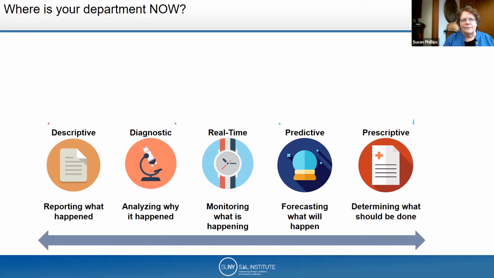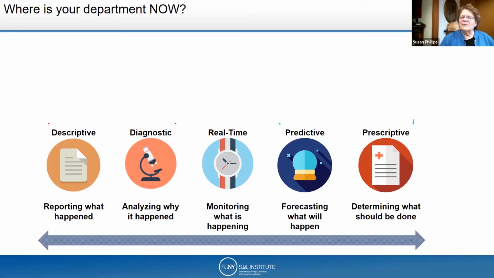My guess is that most of the departments are in the descriptive and diagnostic, maybe a little real time. Would you say that that's where you guys are? Yes. Yeah. How about Ashley, where are you guys? So I'm not chair yet. My predecessor really likes to take a little bit of data and then make a lot of decisions, and then take some more data and make a lot of decisions. So we are always going like this. So I'd like to slow that down a little bit.